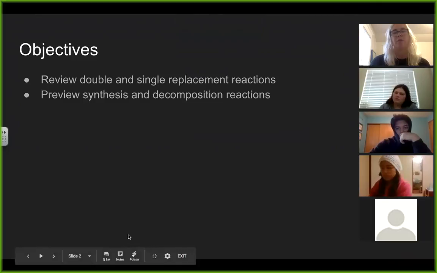Because again, a lot of this reaction stuff, the more you do it, the more you're going to see the patterns, you're going to start recognizing what to do, and you're going to find it a lot easier. It's kind of like math. The more you do it, the easier it will be.